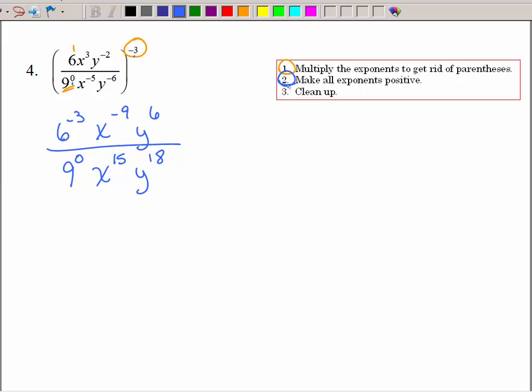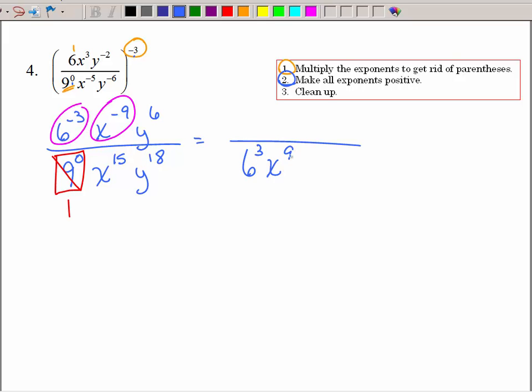Now I want to make all my exponents positive. Well, let's see. This one's negative, that one's negative, but everything else is positive. But what are we going to do with this? What's anything raised to the power of 0? That's a 1. All right, so we've gotten rid of some stuff. So things I've circled here, 6 cubed goes on the bottom, x to the 9th goes on the bottom, but everything else stays where it was. So I have y to the 6th, x to the 15th, and y to the 18th times 1. So when you multiply by 1, you just get back what you started out with.